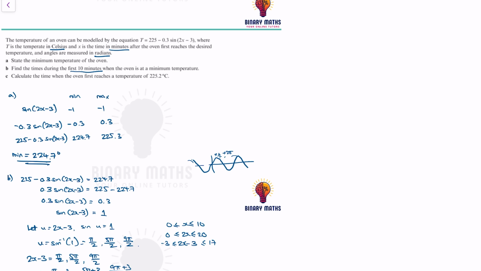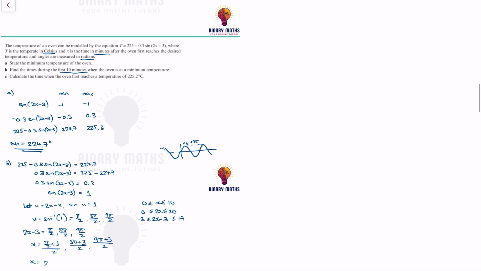Which gives me x values of 2.2854, 5.4270, and 8.5686. Those are measured in minutes. But if I want to change them to minutes and seconds, that means I just need to multiply the decimal part by 60.